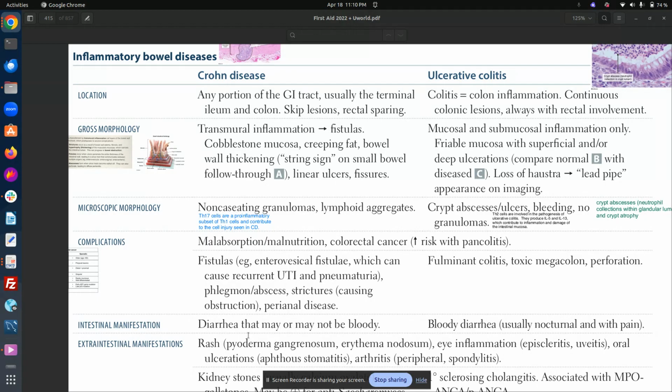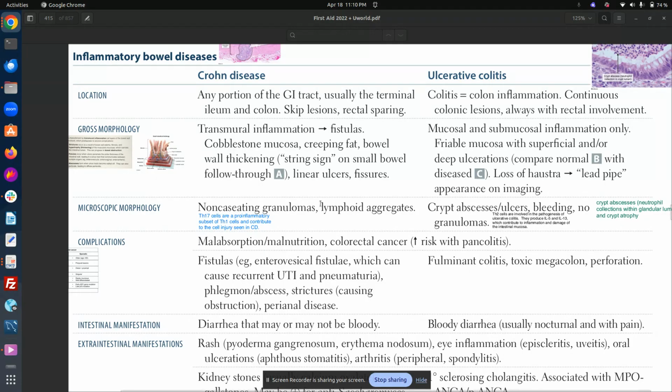Second is creeping fat, and we'll see bowel wall thickening. So, why would there be bowel wall thickening? Because of inflammation involving all the layers of the bowel wall. When there is an inflammation of all the layers of the bowel, there will be bowel wall thickening. And due to the thickening, edema, and hypertrophy of the muscularis mucosa, there will be formation of what? Formation of fissures. Okay, and it can progress to bowel obstruction.